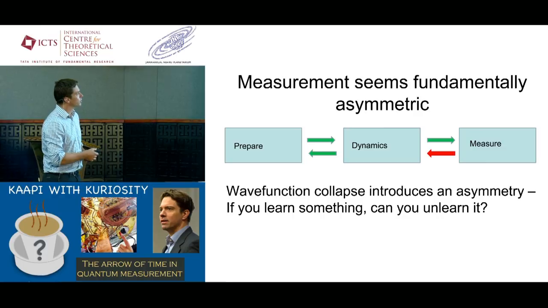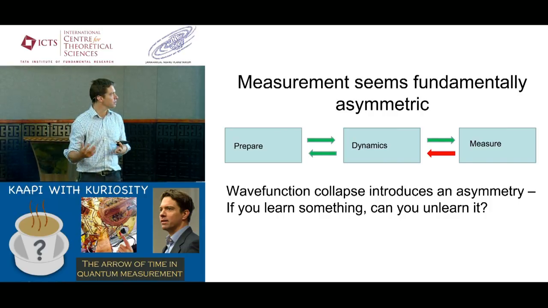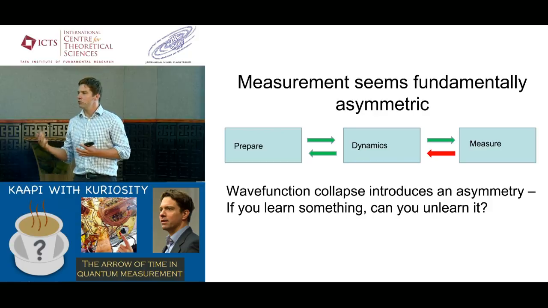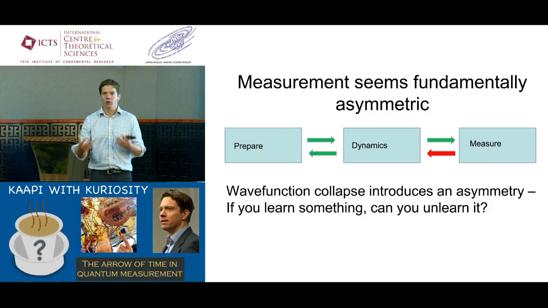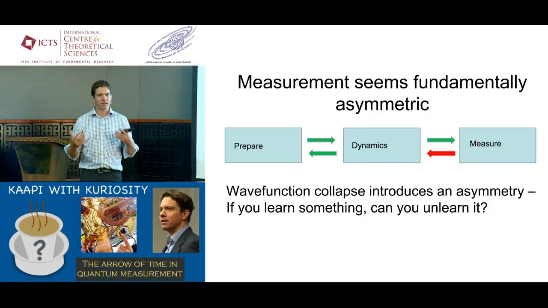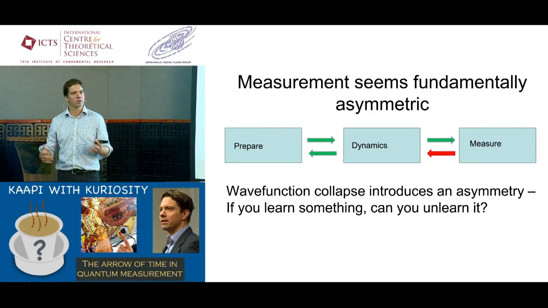Okay? We can sort of prepare things. We have some dynamics. This is that Schrodinger equation I showed just to scare you away for a little bit. And then we measure it. And we have this wave function collapse. This collapse introduces an asymmetry. That is, if you learn something, if you learn the cat is alive, can you somehow unlearn that? So the collapse has something to do with knowledge.